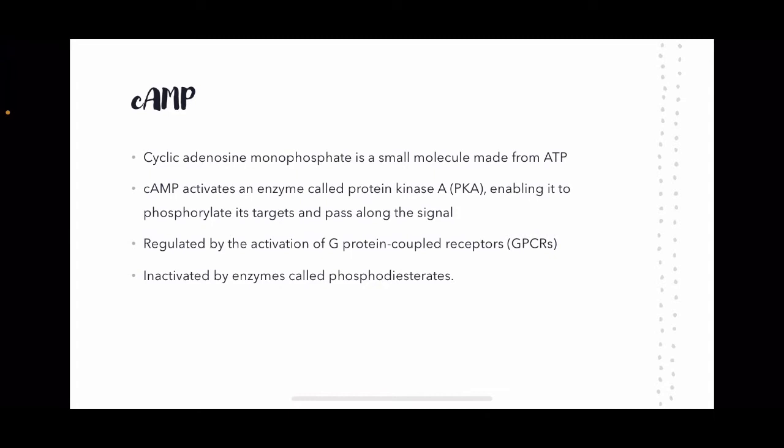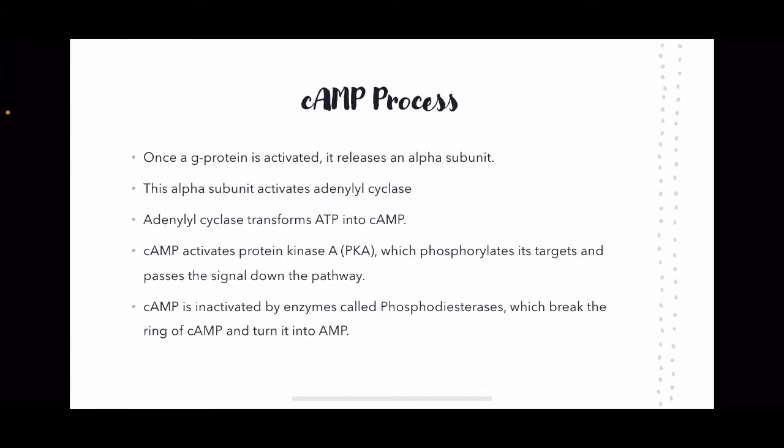cAMP is regulated by the activation of G protein-coupled receptors, or GPCRs, and it is inactivated by enzymes called phosphodiesterase. So the process of cAMP begins with the activation of a G protein, which releases an alpha subunit, and that alpha subunit activates adenylyl cyclase, which transforms ATP into cAMP. And cAMP then activates protein kinase A, or PKA, which phosphorylates its targets and passes the signal down the pathway. And cAMP is inactivated by enzymes called phosphodiesterase, which break the ring of cAMP and turn it into just AMP.